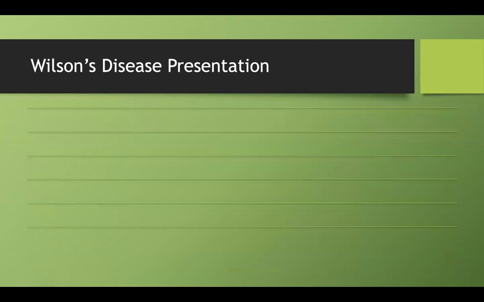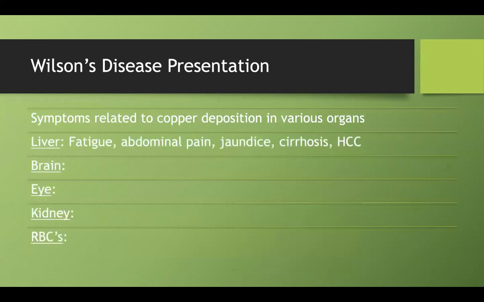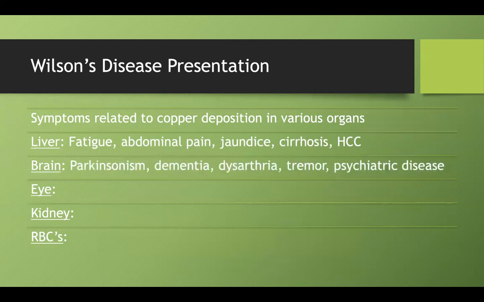So how will Wilson's disease present? Again, similar to hemochromatosis, the symptoms for Wilson's disease will just depend on what copper does when it deposits in certain organs. So in the liver, you can have fatigue, abdominal pain, and jaundice. And then ultimately, if that damage is prolonged enough, you will get cirrhosis and hepatocellular carcinoma. In the brain, you can get several psychiatric and neurological conditions such as dementia, tremor, Parkinsonism. You can get mood disorders as well.